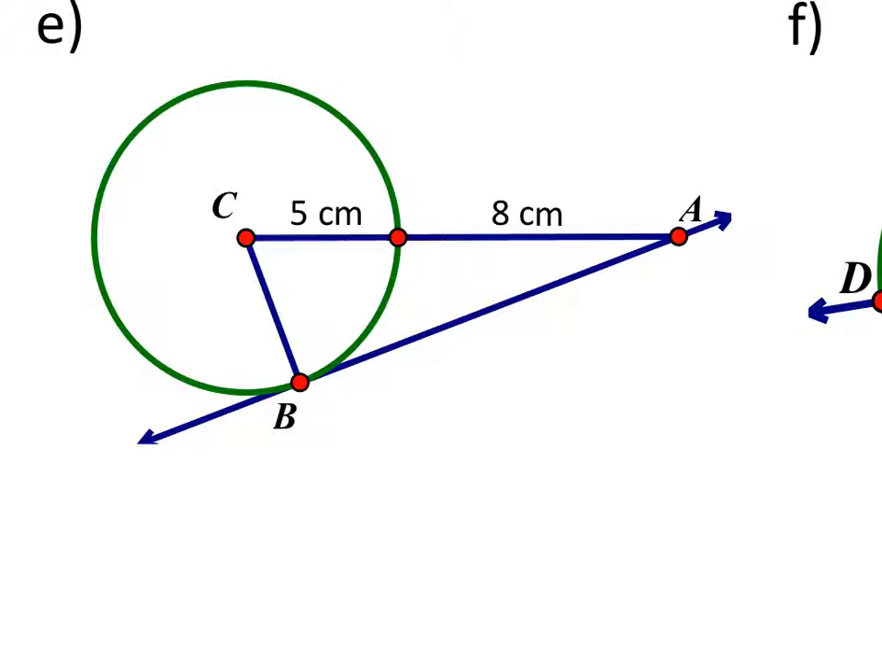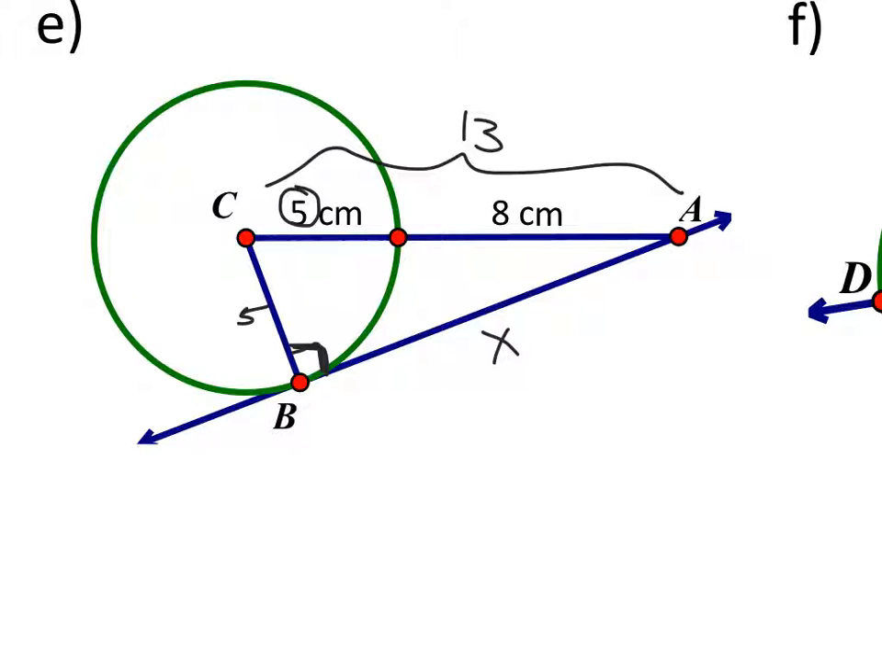The next problem, we're looking for side AB right here. Okay, so we have our tangent line. We'll mark our right angle between the radius and the tangent line. Okay, so marking up the diagram, the radius is 5, so I'll mark this 5 right there. And then the whole hypotenuse is going to be 13.